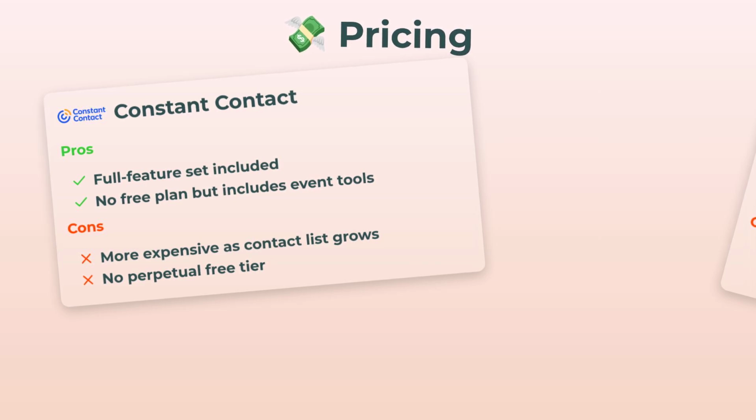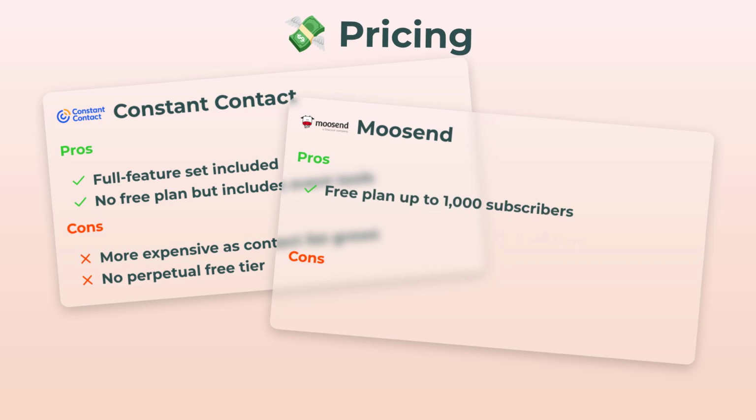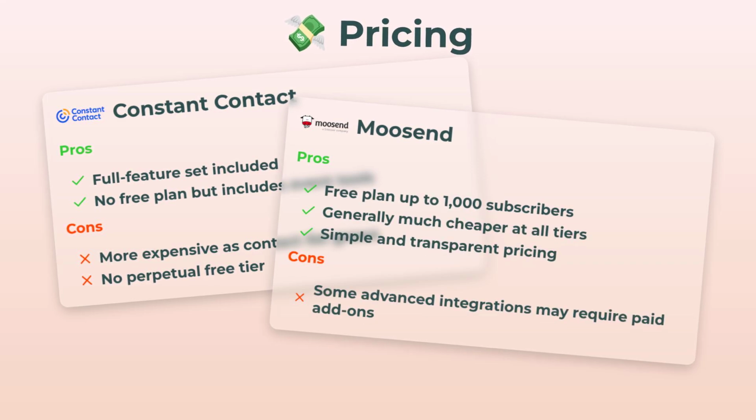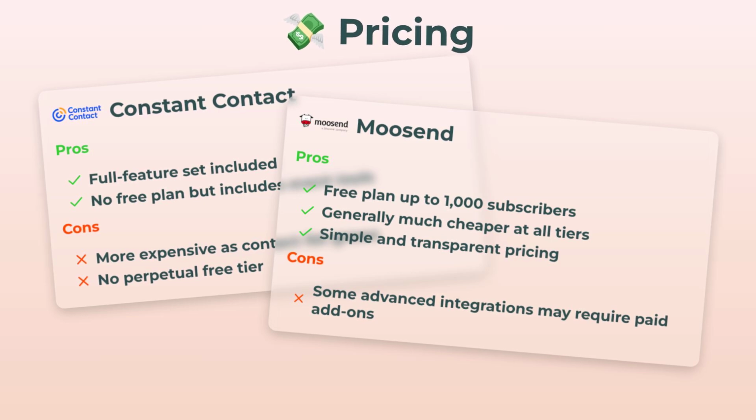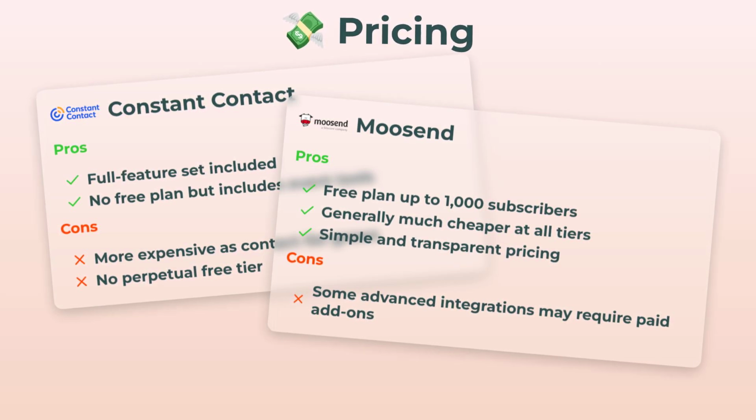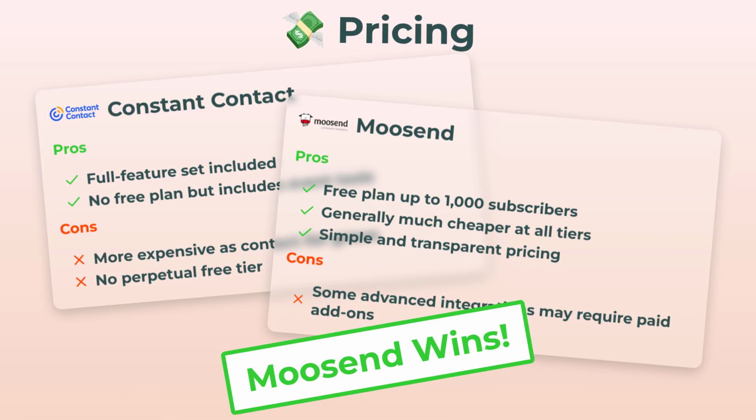Now, Moosend? This one's way friendlier to your wallet. You actually get a free plan for up to 1,000 subscribers. How cool is that? And even when you outgrow the free tier, their pricing stays super transparent and way cheaper compared to CC. Only thing is, some advanced integrations could need paid add-ons, but generally, way less to worry about. Winner here? Honestly, it's gotta be Moosend.